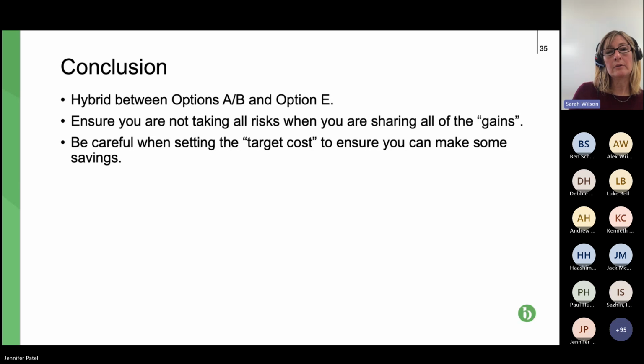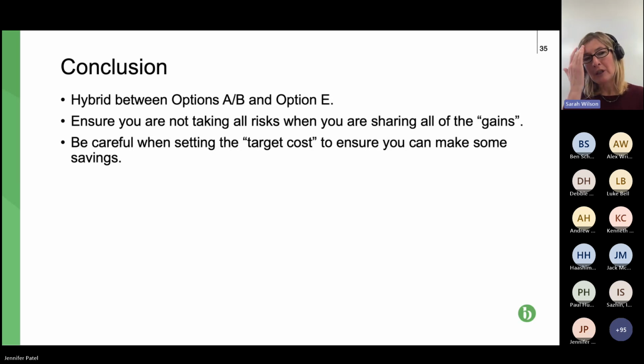So in conclusion, here it calls it a hybrid, which sounds much more sophisticated than, in inverted commas, a mashup. Hybrid between options A and B for your target element, option E for the element that the contractor's paid. Contractors, subcontractors, ensure you're not taking all the risks, so that if there are gains, the contractor gets a very small percentage, and if there's some pain to be shared, the contractor bears all of that pain.